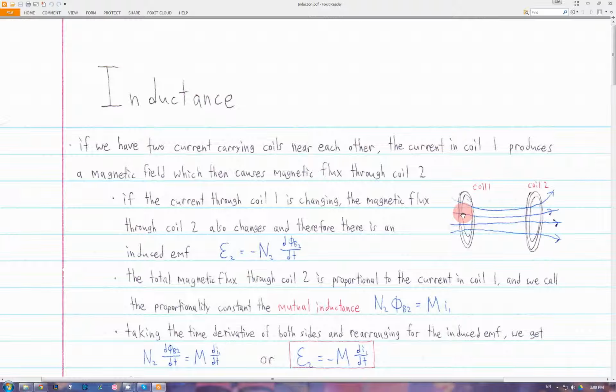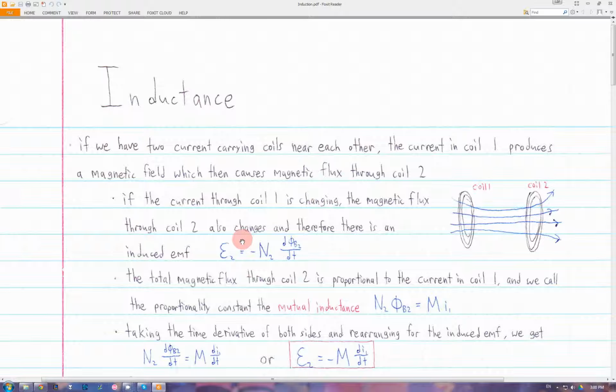And right now, if the current is constant, then the magnetic flux in the other coil is also constant, so it's not changing. But if the current through coil 1 is changing over time, then that means the magnetic flux that it causes through the other coil is also changing over time. And we know if the magnetic flux is changing over time, then there is an induced EMF.